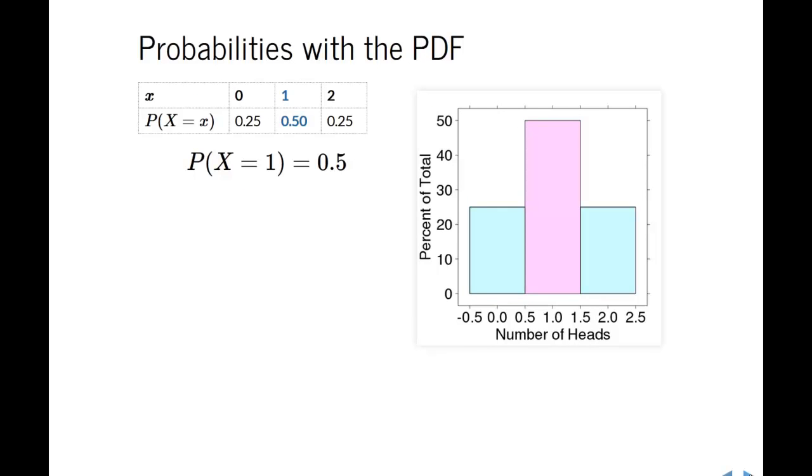We can visualize probabilities using the PDF, either in table form or histogram form. For example, the probability that X equals 1, being 1/2, can be seen here by this column highlighted in blue in the table, and can also be seen as this middle rectangle shaded in pink. The probability that X is greater than or equal to 1 is the same as the probability that X equals 1 or X equals 2. This is the sum of the last two columns in the PDF table. 0.5 plus 0.25 gives us 0.75. In the PDF histogram, this is the right tail shown shaded in pink.